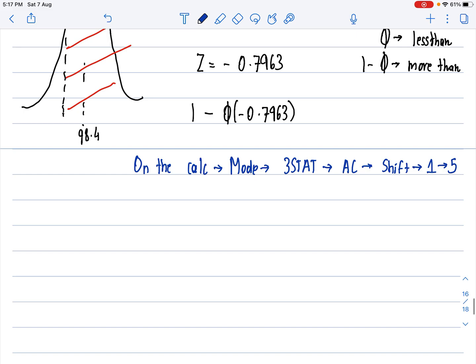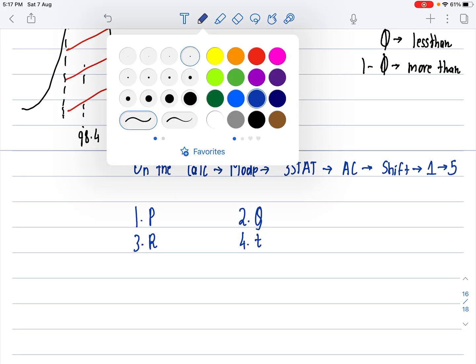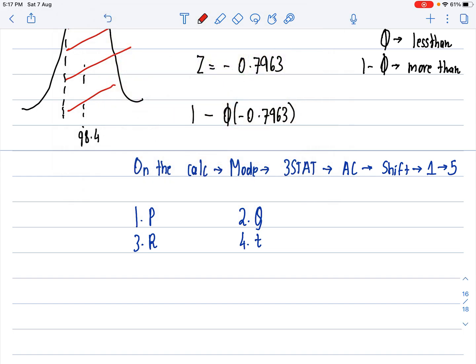Correct? So on the display, you'll basically get 4 options, which is 1P, 2Q, 3R, and 4T. Correct? So options 2 and 4 are not that important. You need to know options 1 and 3. Option 1 is basically for the values which is less than or less than equal to.